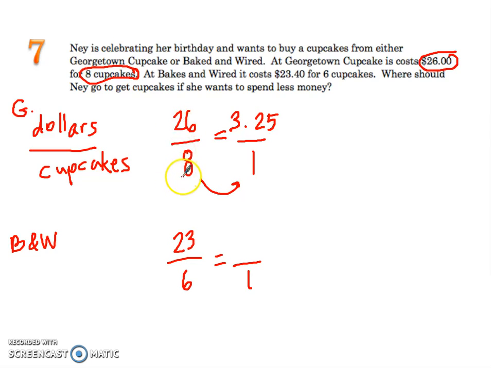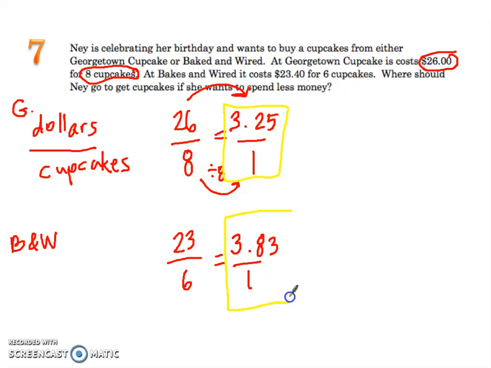Again, I could divide 26 by 8 this way, or I can see it is moving across and divided by 8 going horizontally. And so the same is true here, 23 divided by 6. And she would pay $3 and, I'm going to just round that to 83 cents. So for 23, she gets 6. Or one cupcake costs $3.83. So let's go ahead and put a box around this because it determines our unit rate. So it's clear, even though she might spend a little bit more up front, or if she even wants 8, she would get a better deal at Georgetown than she would at Baked and Wired.